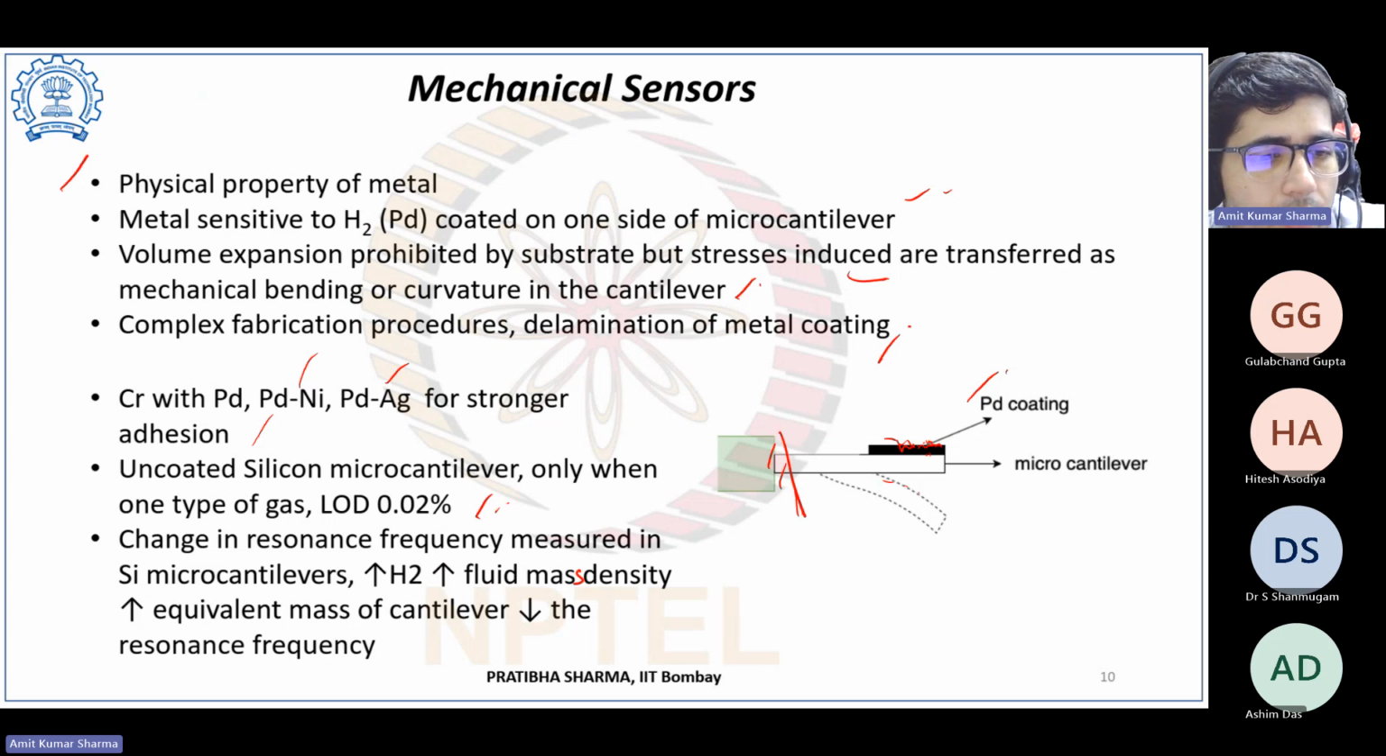As the concentration of hydrogen increases, the fluid mass density increases, there is an increase in the equivalent mass of the cantilever, and a decrease in the response frequency. So basically, with this frequency, we can calibrate that with the hydrogen concentration.